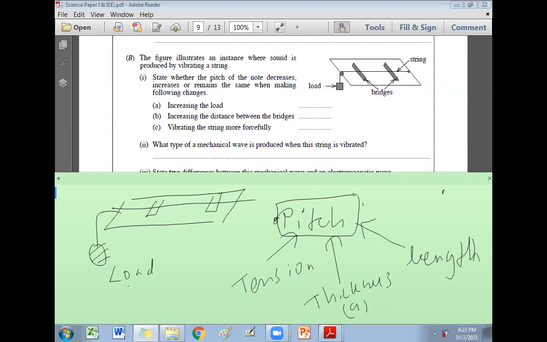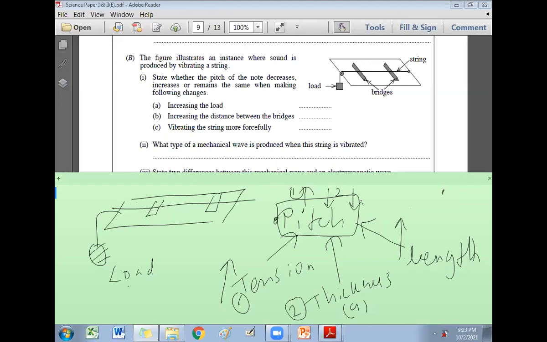Out of these 3, when the tension increases, the pitch increases. When the thickness increases, the pitch decreases. Number 1 increase, number 2 decrease. Third one, when the length increases, the pitch of the sound decreases.